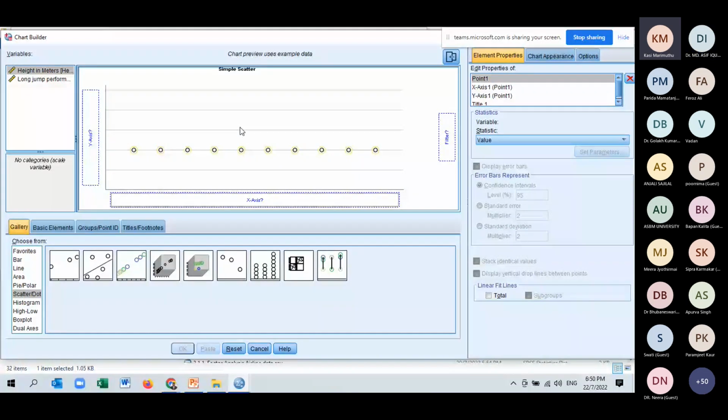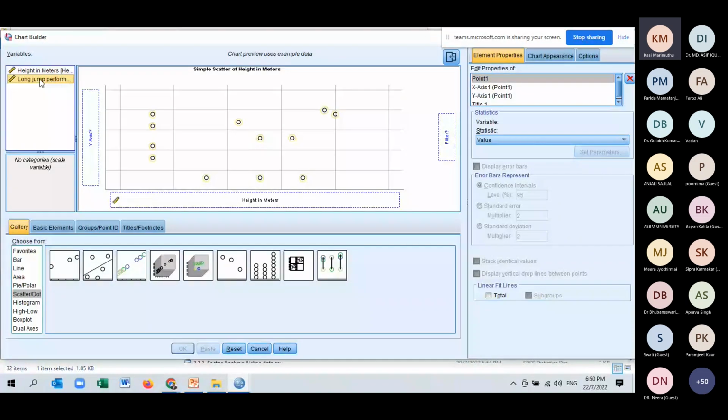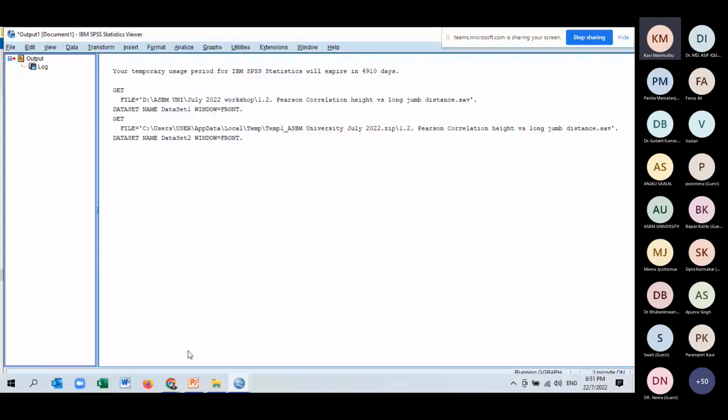Now we can transfer our variables to the x-axis and y-axis. Height: using your mouse, drag and leave it in the x-axis box. When you select, it will be red in color. And then long jump: drag and leave it in the y-axis carefully. That's it. Once you are done, just click OK. You will see how the values are displayed.